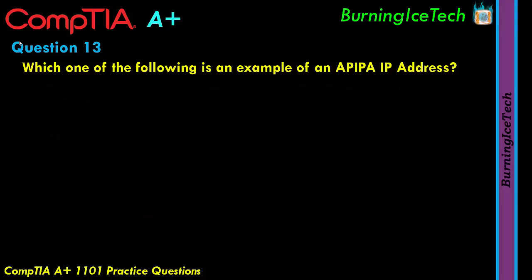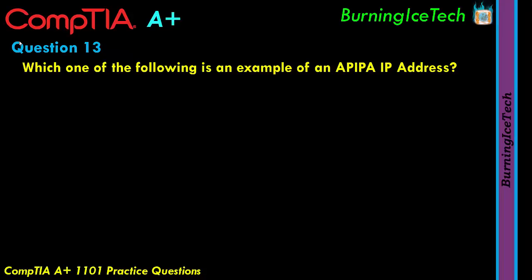Question 13. Which one of the following is an example of an APIPA IP address? Before I get into the possible answers, guys, IP addresses is something you guys need to be very familiar with when you write the A+ exam, and even more so when you write the Network Plus exam. So you need to know what an IP address is. You need to know what a public and a private IP address is. You need to know what a static and a dynamic IP address is. You need to know what a class A, B, and C IP address is, especially class C. You need to basically just be able to identify them for the most part.